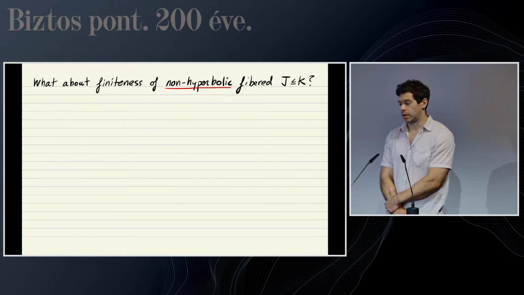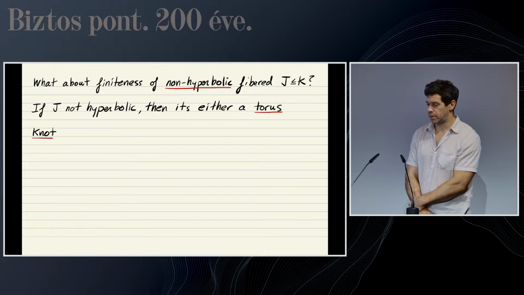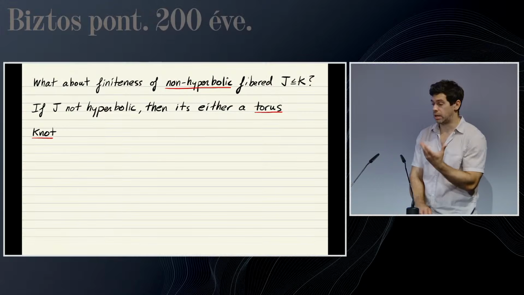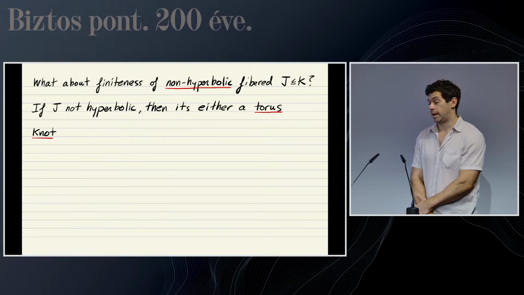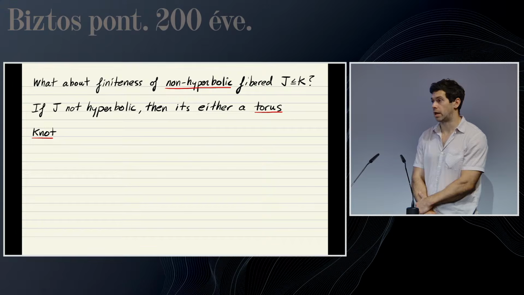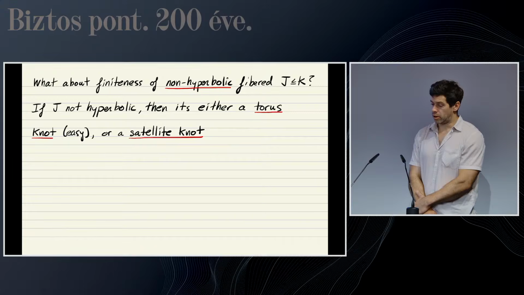So if it's not hyperbolic, then Thurston tells us that it's either a torus knot, and in this case, it's very easy to see there are only finitely many torus knots ribbon concordant to a fixed knot K. And the reason is just that by Zemke, for example, the genus of J is bounded above by the genus of K, and there are only finitely many torus knots in each genus. Okay, so you're sort of done if you assume that J is a torus knot. And the harder case is that J is a satellite knot.